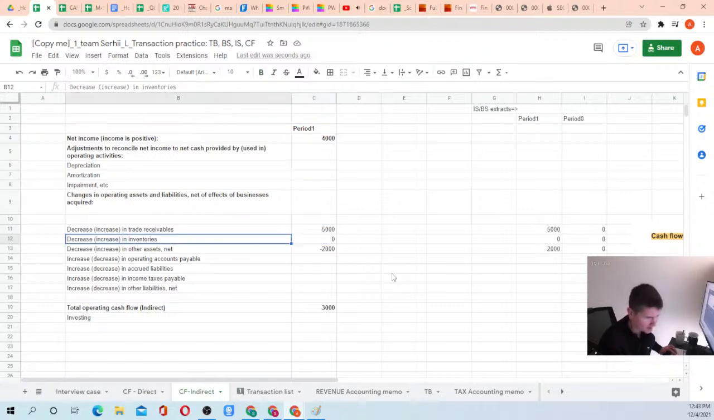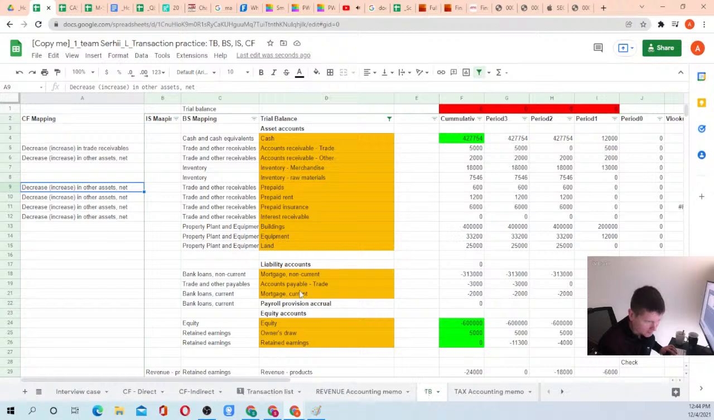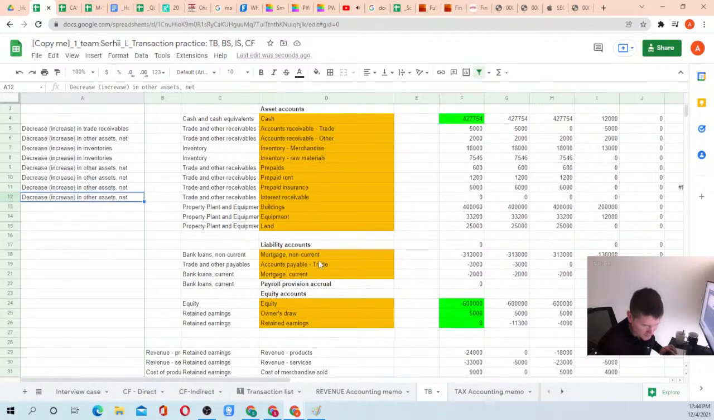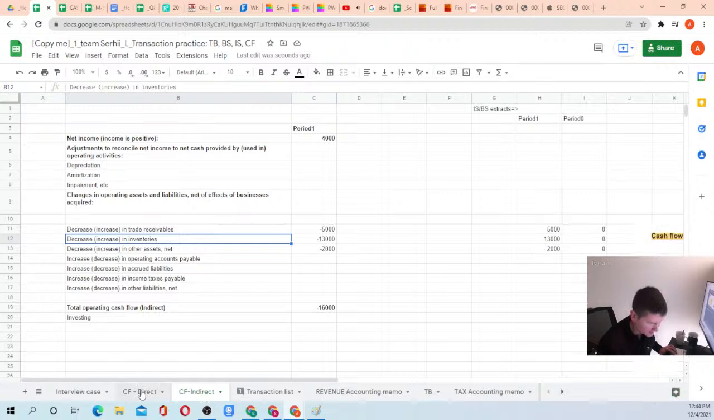Okay, so what happens in our inventories? In our inventories, let's see, we need to do a mapping. Trial balance, inventory, inventory. Okay. And what else do we have? We have trade and other payables. Let's go back here.